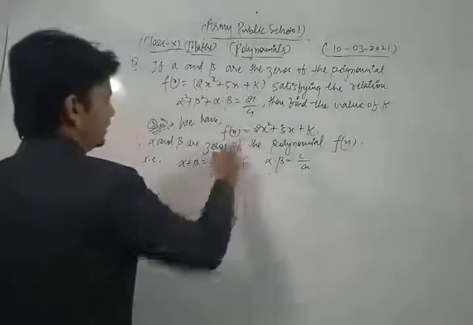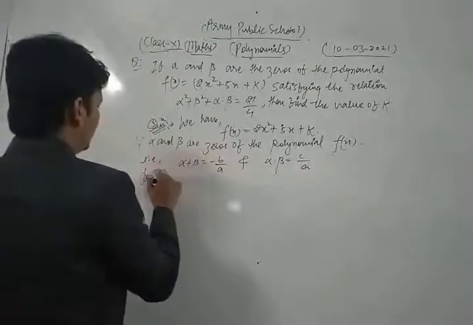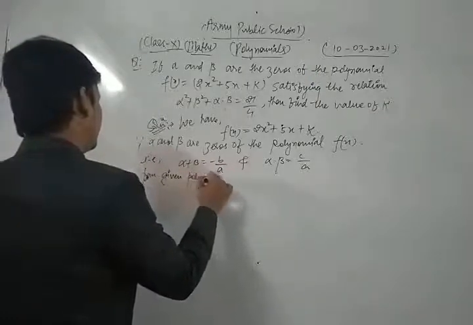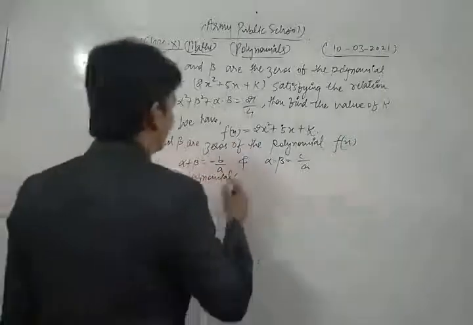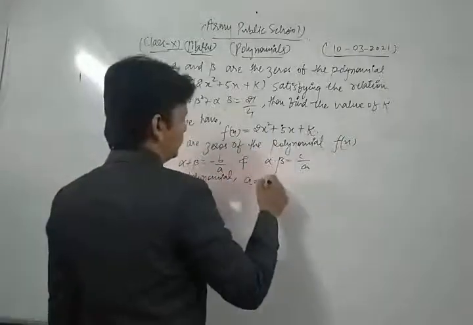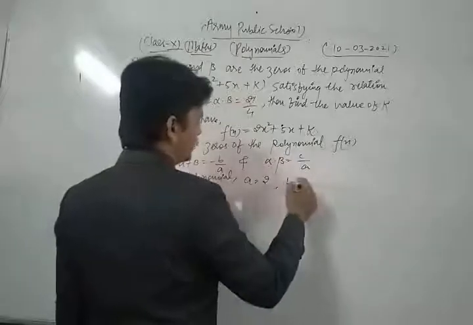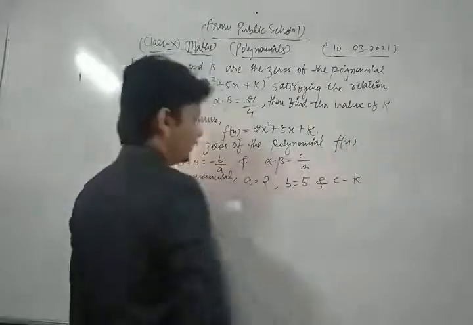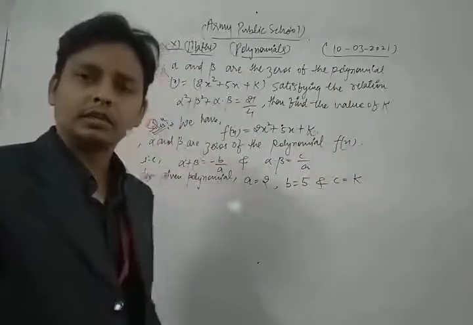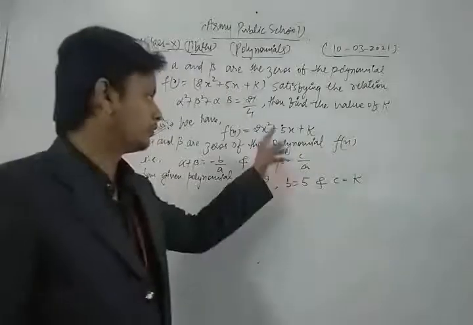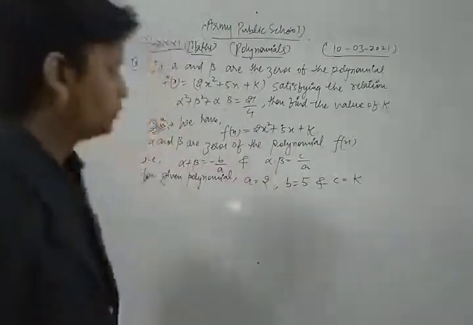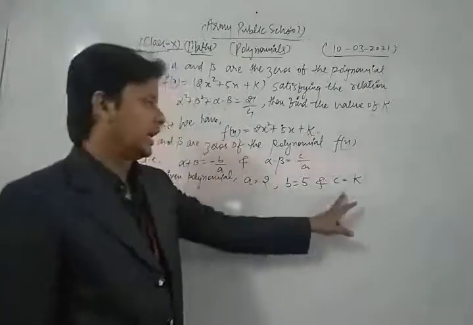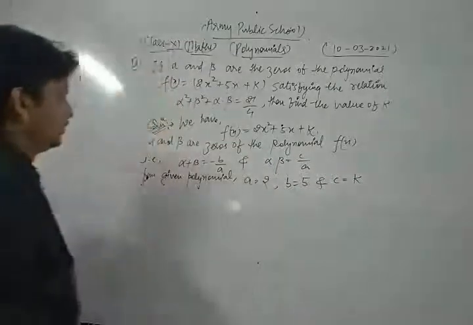So first of all, from the given polynomial, the value of a is 2, which is the coefficient of x square. The value of b, the coefficient of x, is 5, and the constant term c is k. This information we find from the question. So from the given polynomial, we have a equal to 2, b equal to 5, and c equal to k.